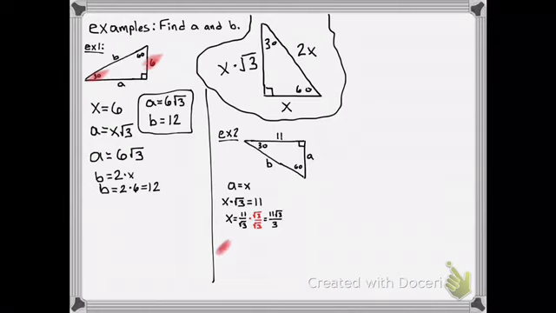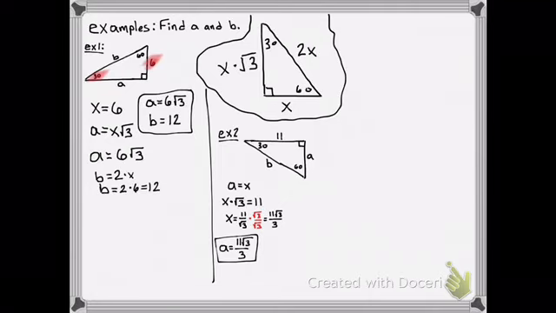A is 11, whoops, let's get the right marker. A is 11 times the square root of 3 divided by 3. Cool. Now we just have to figure out b. Well, according to my definition that's listed up top in the bubble, the longest side, the hypotenuse, b is going to be 2 times whatever x is.